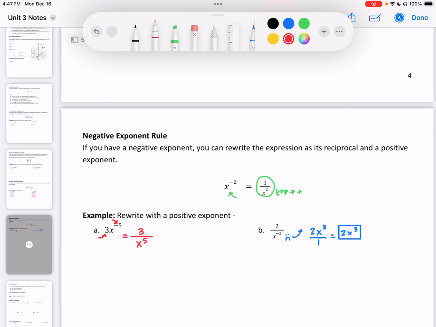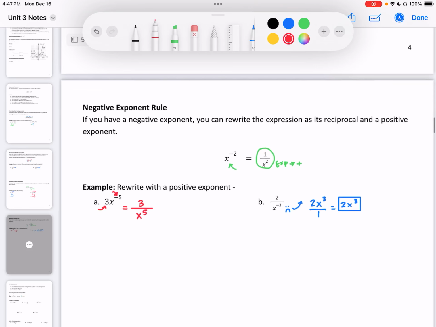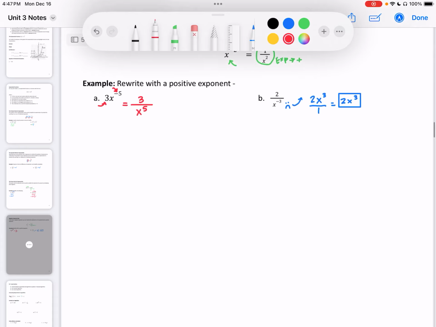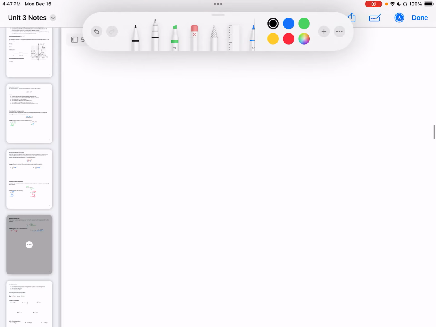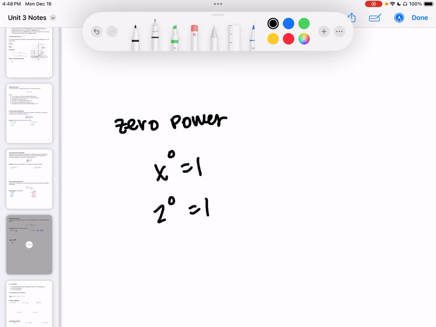That covers the majority of the rules. The only other one that I don't have on here, because we'll briefly chat about it, and it's something that you've probably already discussed, is the zero power. So anything to the power of 0 is always going to equal 1. So 2 to the 0 is 1, 10 to the 0 is 1. Everything to the power of 0 is going to equal 1.